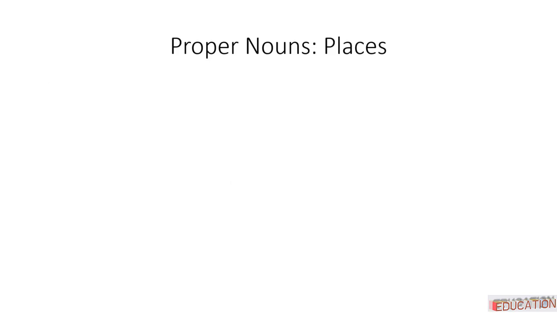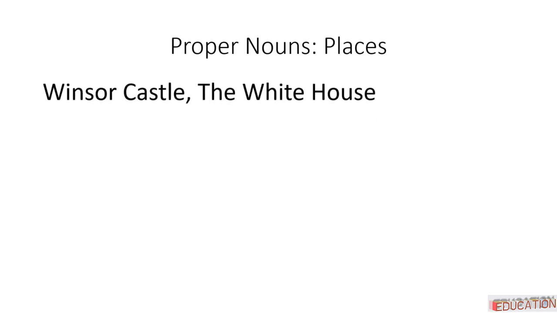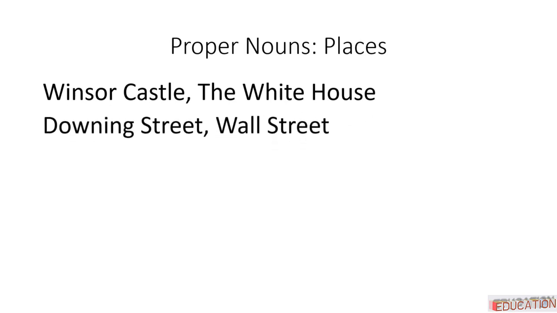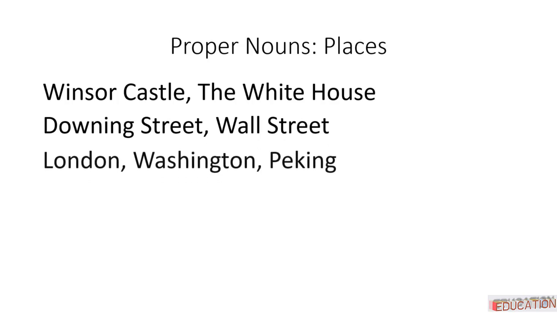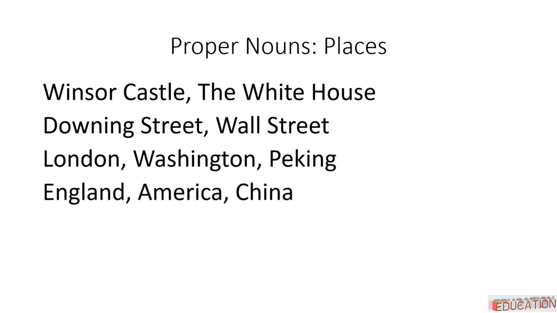And proper nouns that are places, and these again are the specific instances of places. Say Windsor Castle or the White House, so it can be a building. It can be a street, as in Downing Street or Wall Street. It can be a town or a city, as in London, Washington, Peking. It can be a country, as in England, America, China, or could also be a continent, as in Africa, Europe, or Asia.